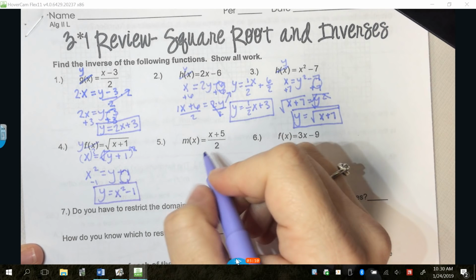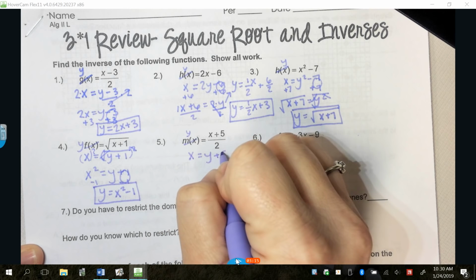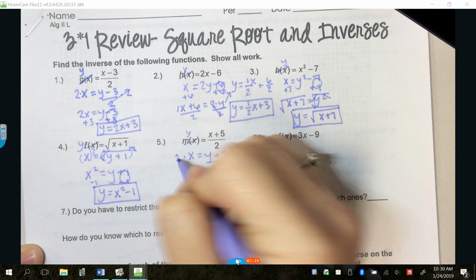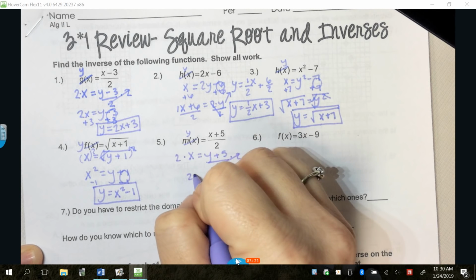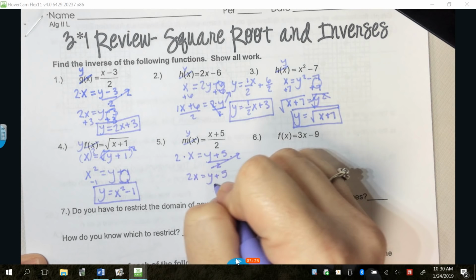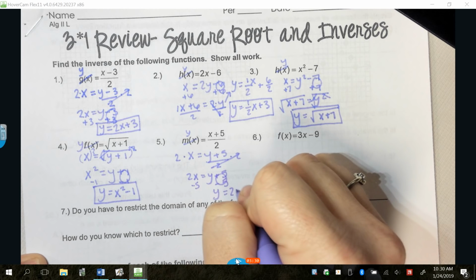Okay, so again, same thing as y, so we get x equals (y plus 5) over 2. Multiply both sides by 2. This cancels, and we get 2x equals y plus 5. So we have to get y by itself, so we're going to subtract 5 from both sides. And I get y equals 2x minus 5.